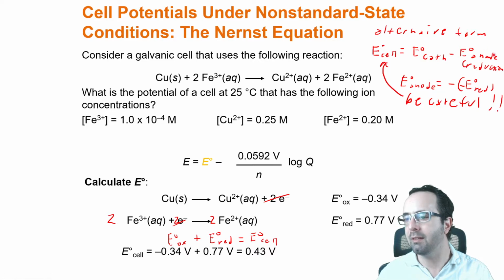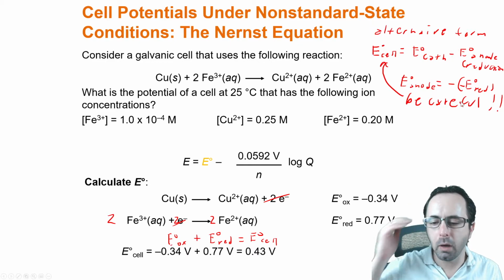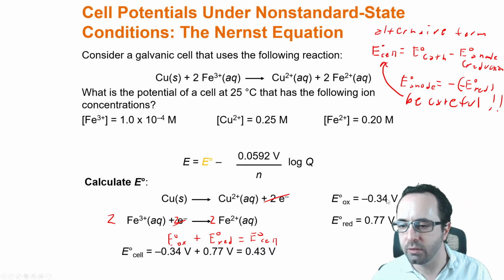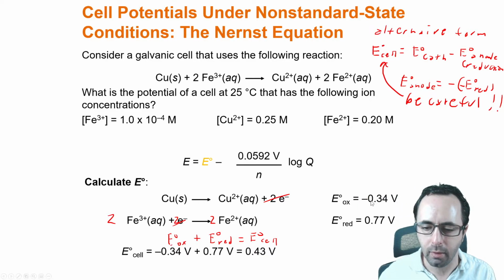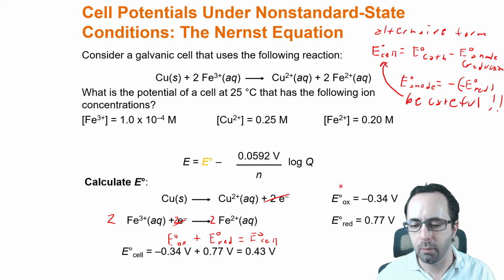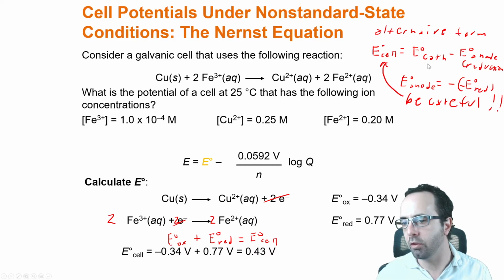This builds in the changing of the sign right here. So when they say E standard anode, they're saying the reduction potential of the E standard anode, and this negative is meant to change the sign, but I already changed the sign. So don't change the sign twice, is what I'm saying. I recommend doing it my way. But if you like E cathode minus E anode, the purpose of this is just to plug in the values straight from the chart.